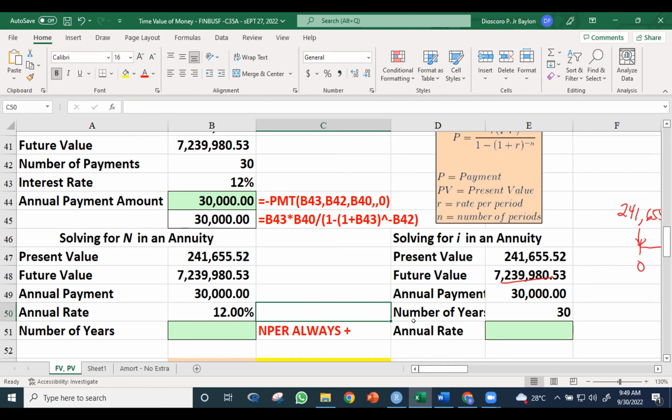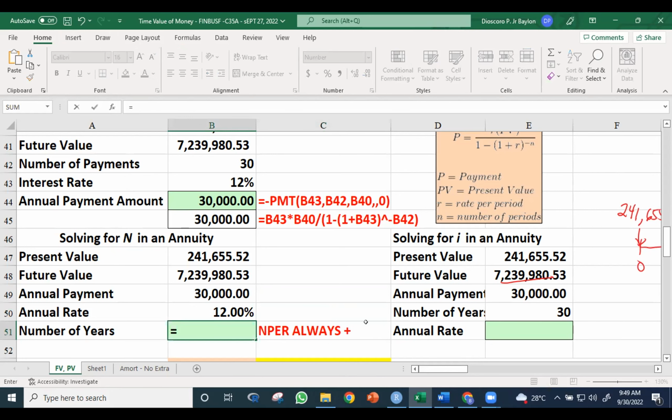So why are we getting a negative answer? We're getting a negative answer because our syntax is wrong. So let's do that. NPER should always be positive. You cannot put a negative there. What's the rate? The rate is 12%, comma. PMT is 30,000, comma. Here we have the option to use either the present value or the future value. We can only use one equivalent. Some students would use both, which is wrong, because we only have one cash flow, the 30,000 annuity, and the equivalent can be the present value or the future value.